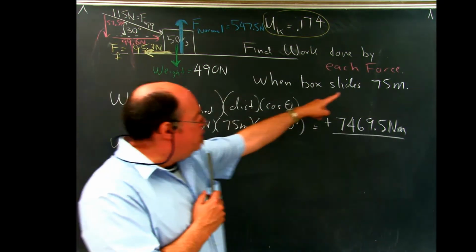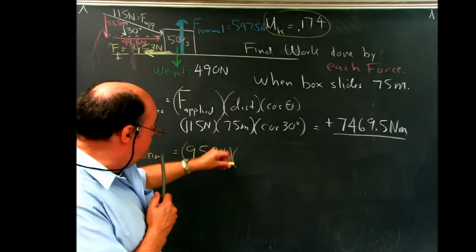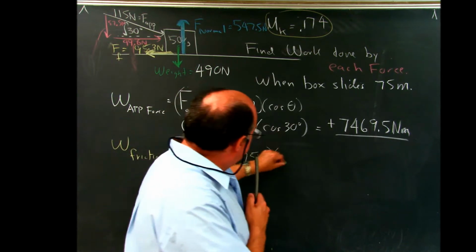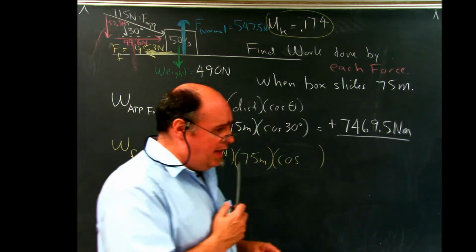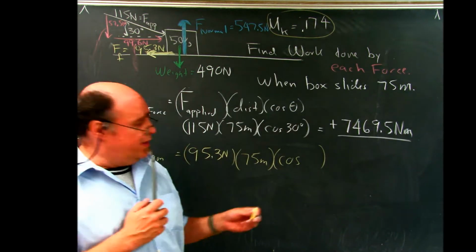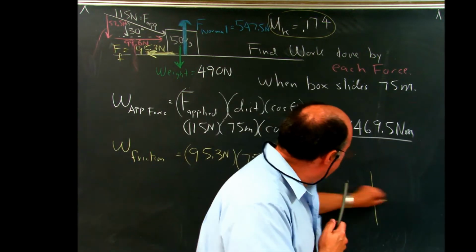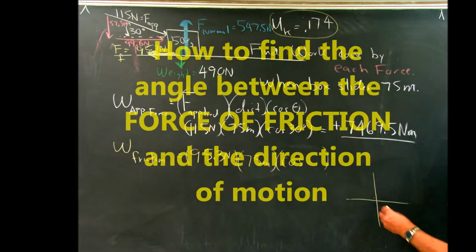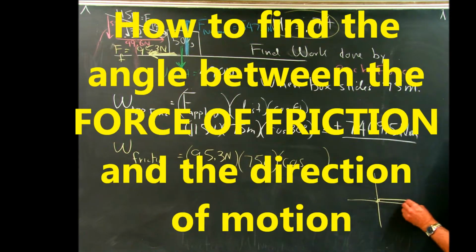And the distance that the box is going to slide through is still going to be 75 meters. And the angle, well, I have to plug in an angle. So again, you could draw the Cartesian coordinate system. In this particular case, the box is going to move to the right. So if I go right to the center of the Cartesian, motion is this way.